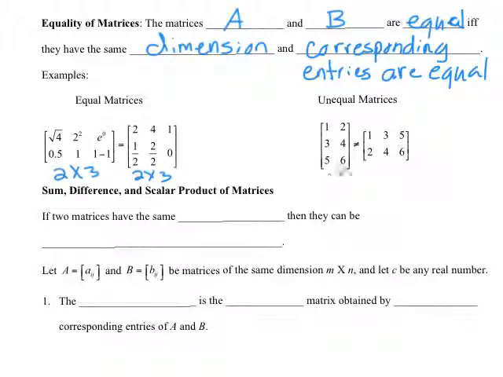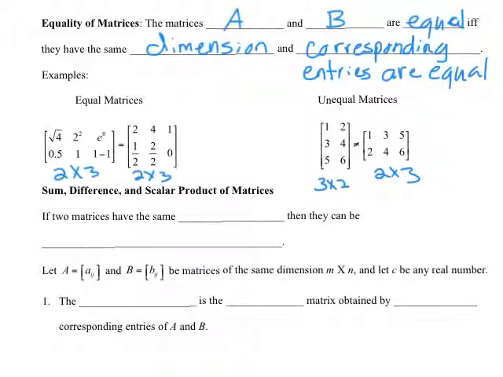The next matrix, the numbers are the same, but they are unequal because the first one is a 3 by 2, and the second one is a 2 by 3. They have to have the same dimension to be equal, the same number of rows and the same number of columns. So that's what equality of matrices is all about.